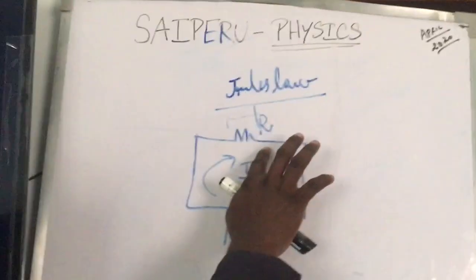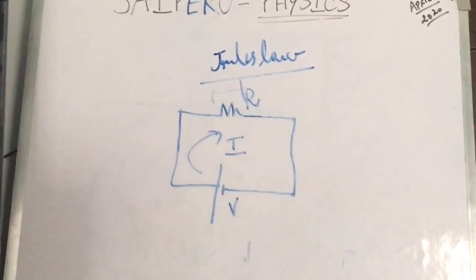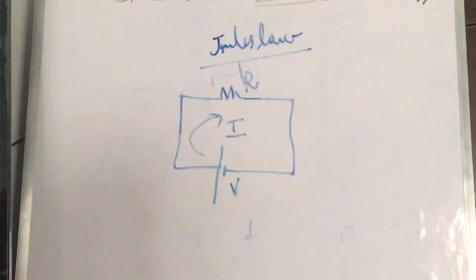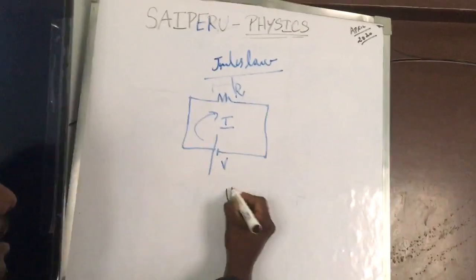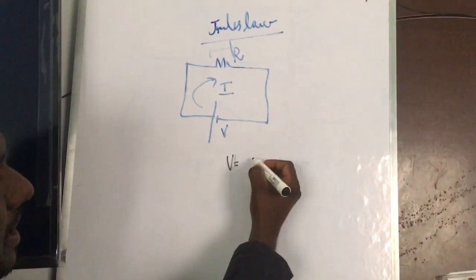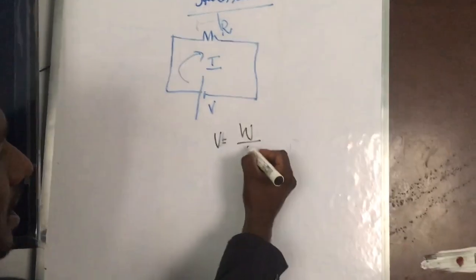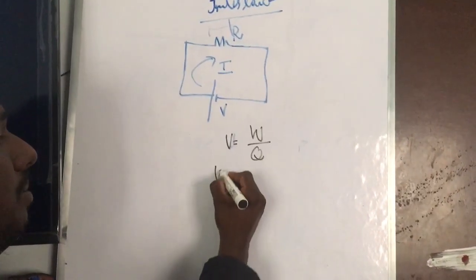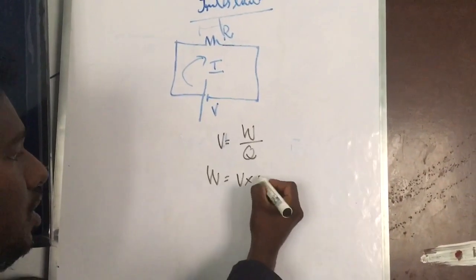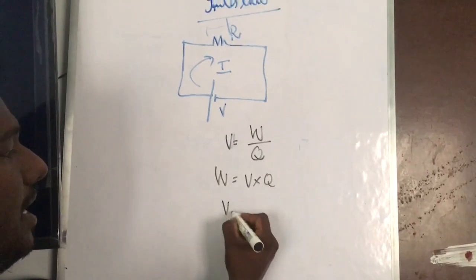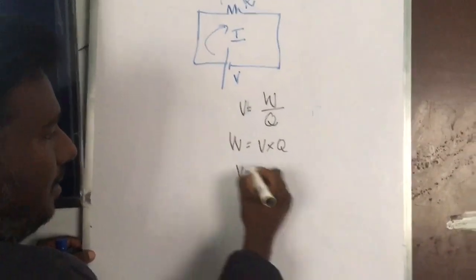We'll derive first and then you can. So I have connected a conductor. There is a voltage V, and current I is flowing in it, right? You know what potential difference is? Potential difference V is nothing but the work done per charge, right? So W is equal to V into Q. So what is Ohm's law? You remember V is equal to IR, right?